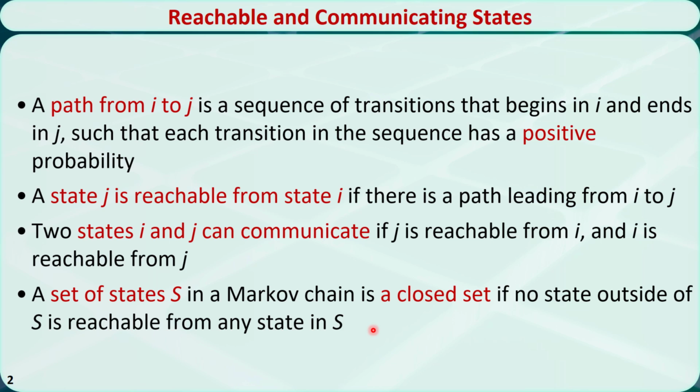A set of states S in a Markov chain is a closed set if no state outside of S is reachable from any state in S.